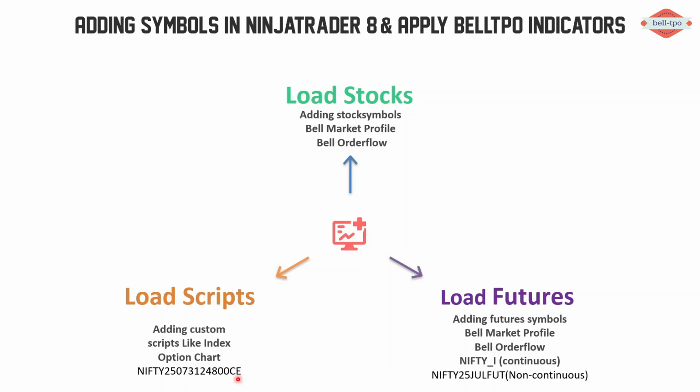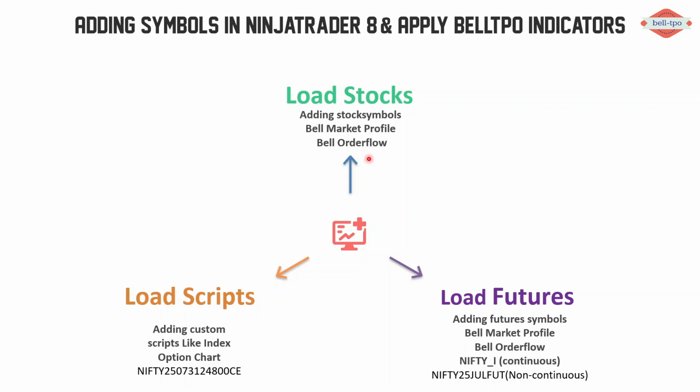Similarly, you have a different format for Global Data Feed as well, right? And when it comes to loading non-continuous contracts for Nifty, the format is like this: Nifty 25, that is year, month JUL, July, and FUT, future. So this has to be the symbol format. Remember this, right? And of course, when it comes to loading stocks, you just have to type the symbol or the instrument name. So automatically you can load the stock symbols, right?